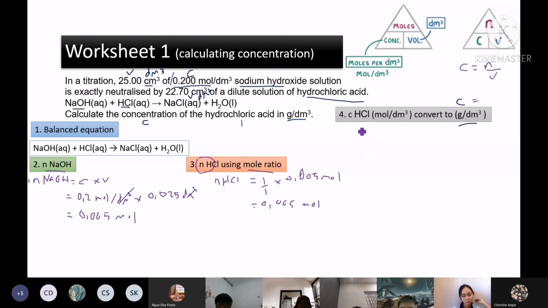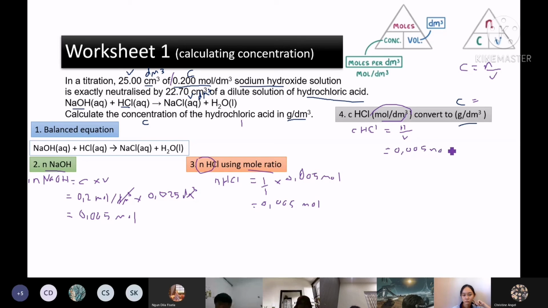Okay, go next. The last step. Find the concentration of HCl in mole over dm cube first, Alexander. What is the formula? Concentration? Mole over volume, right, miss? Yes, very good. n per V, mole over volume. And then what is the mole? 0.005. Yes, 0.005 mole.